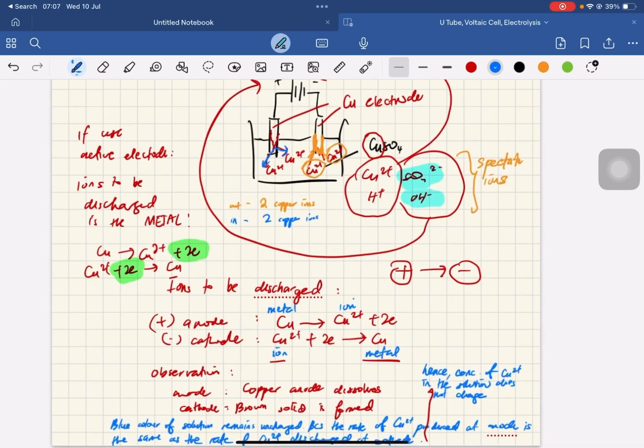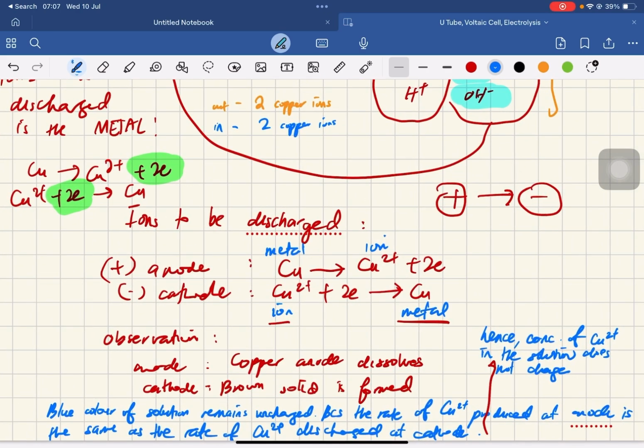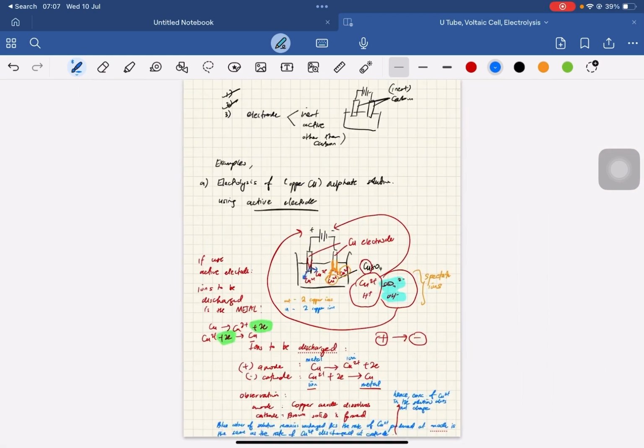Okay, I repeat. The blue color of the solution remains unchanged because the rate of copper 2 ion produced at the anode is the same as the rate of copper 2 ion discharged at the cathode. Hence, the concentration of copper ion in the solution does not change. Can?